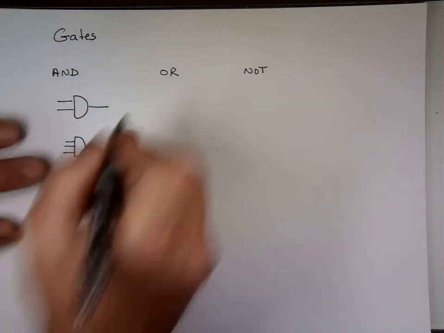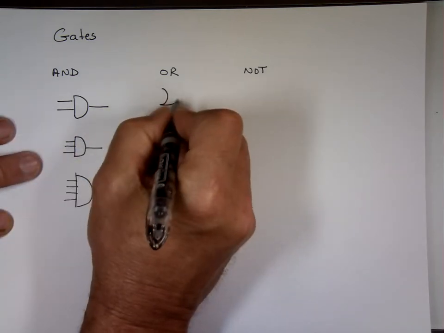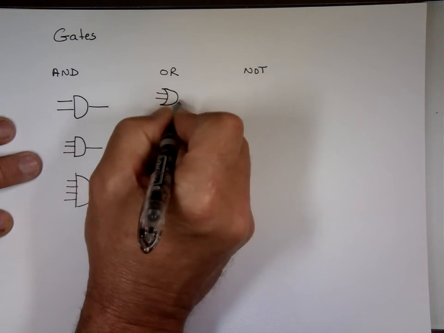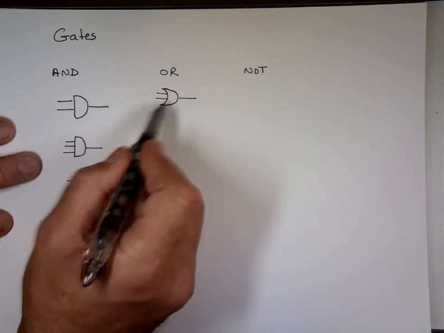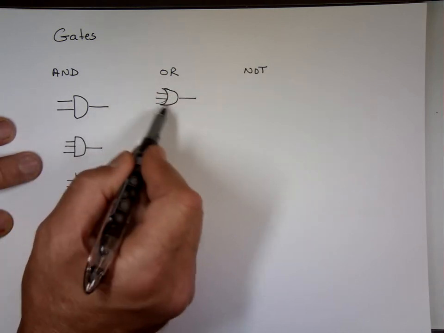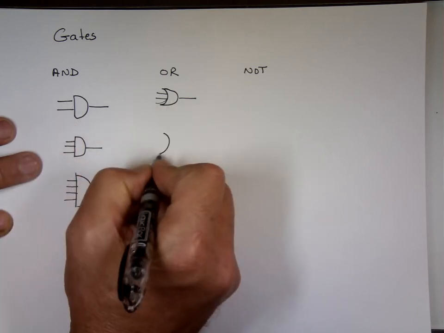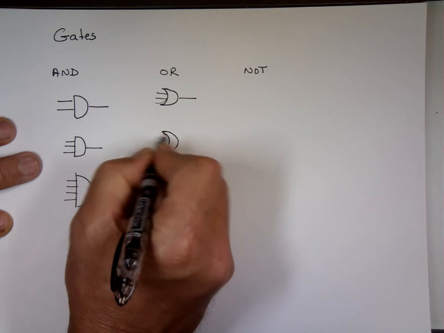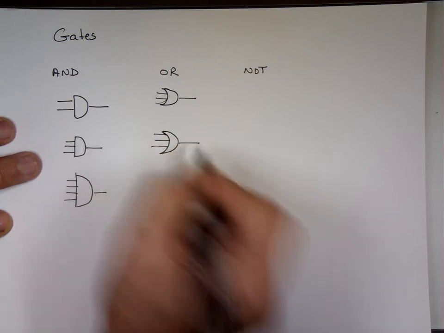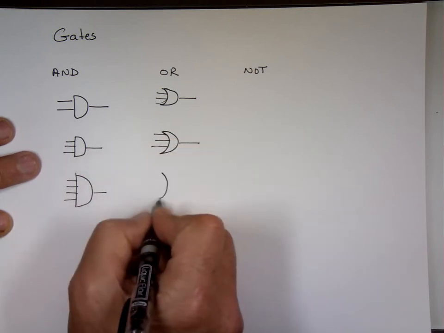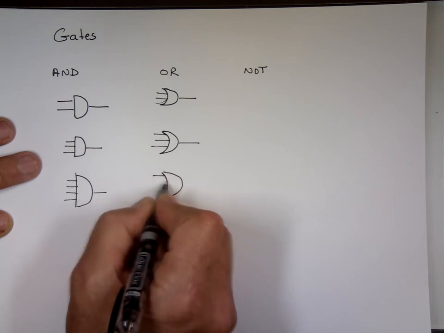An OR gate, a 2-input OR gate, will look like this. Notice the difference. This end here is curved. See that? This is a straight line. That's a 2-input OR gate. This is a 3-input OR gate. That's a 4-input OR gate. We have these in the lab.